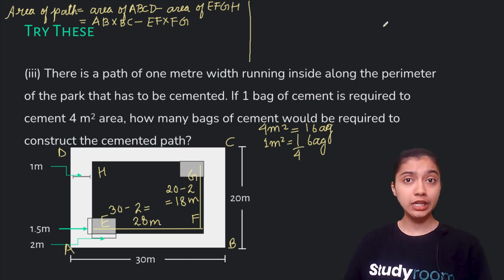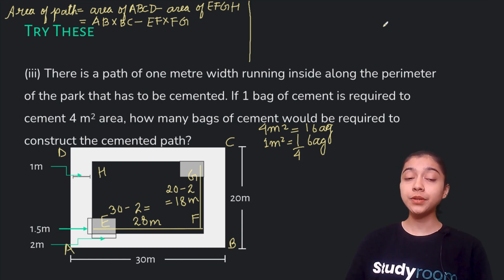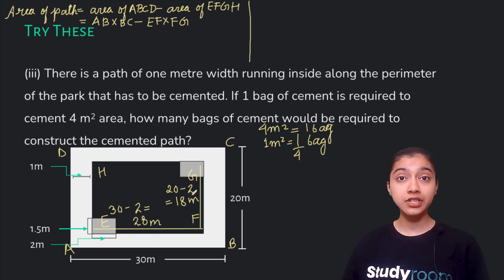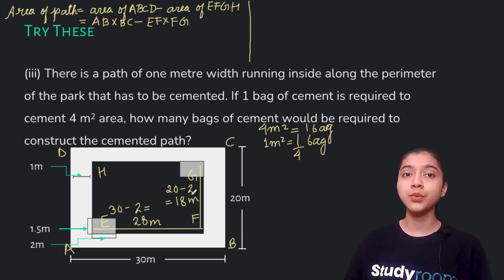So let us find the area of the path first. The area of the path will be the total area of this rectangle ABCD subtracted by the area of this inner rectangle, that is EFGH. So the area of ABCD is AB multiplied by BC, and the area of EFGH is EF multiplied by FG, because the area of a rectangle is always length multiplied by breadth.